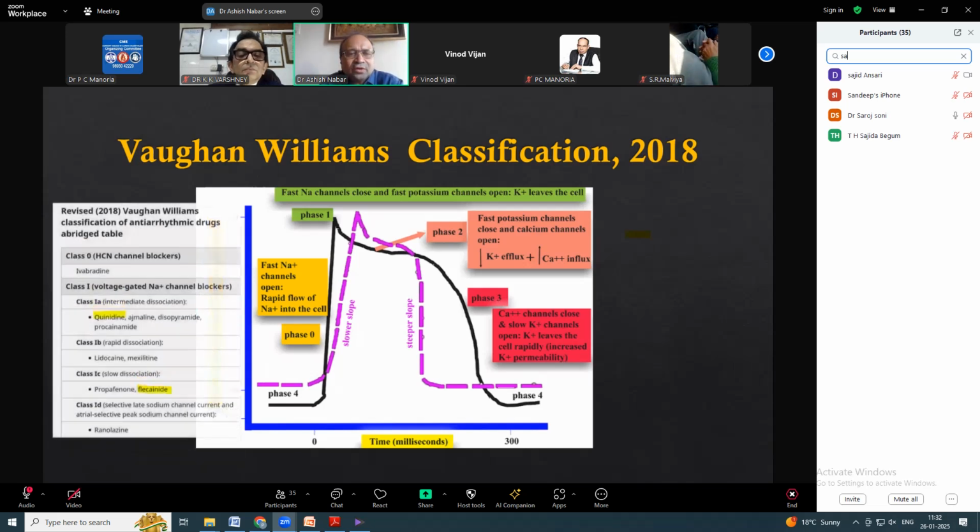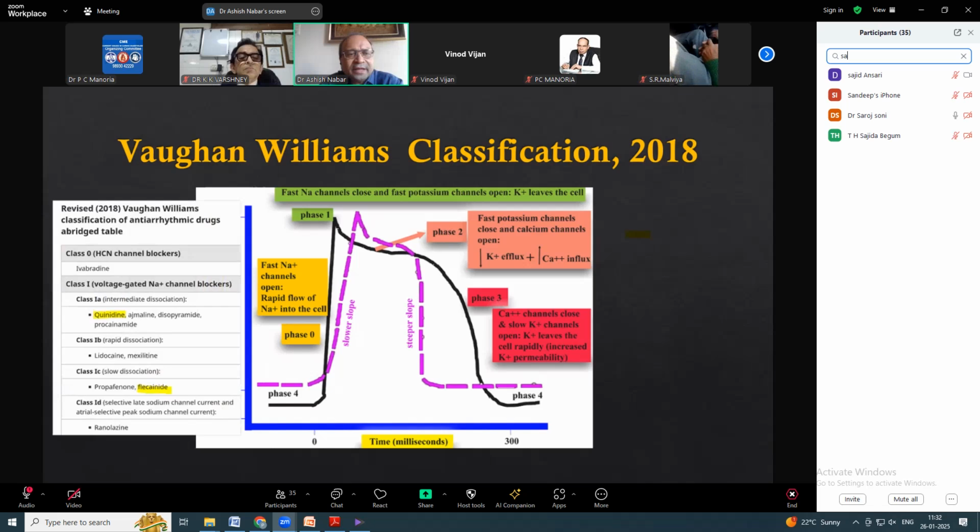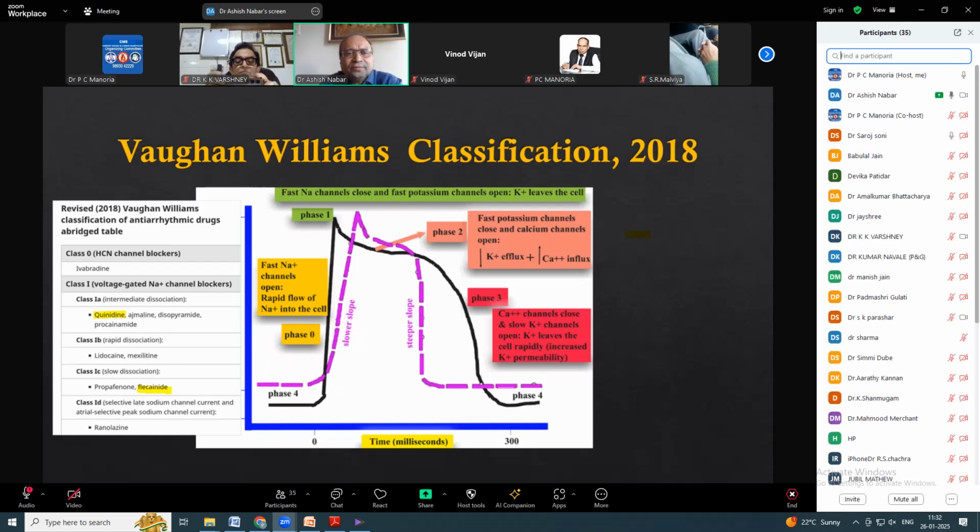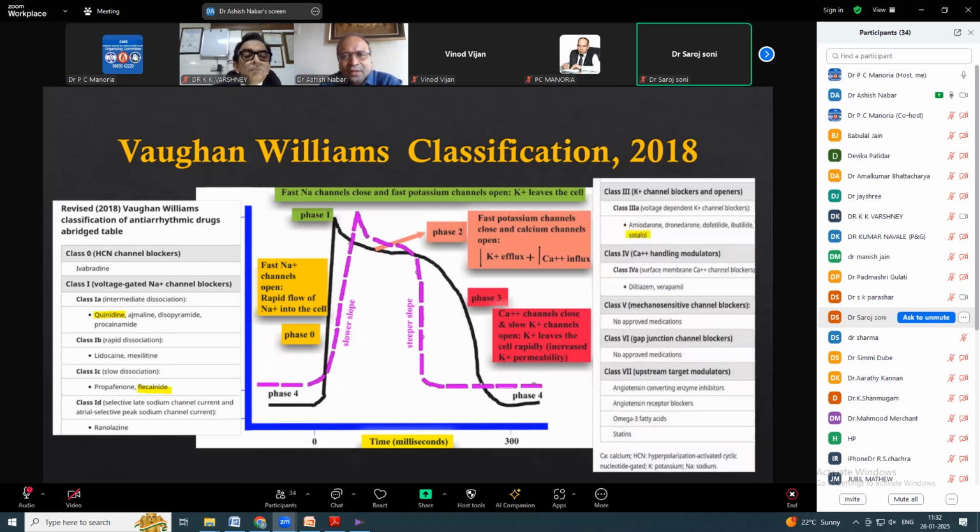So to put it in context of this talk, quinidine is a class 1A drug and flecainide is a class 1C drug, both acting on the fast sodium channels, affecting phase 0 of the action potential. On the other hand, you have sotalol, which is a class 3 drug because it is a potassium channel blocker. So it prolongs the action potential duration by prolonging phase 2 or phase 3.